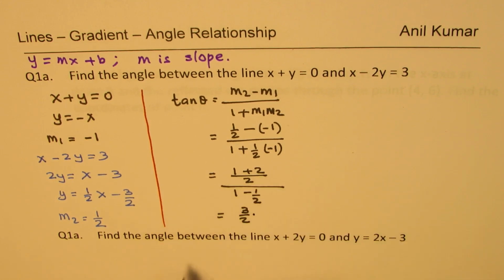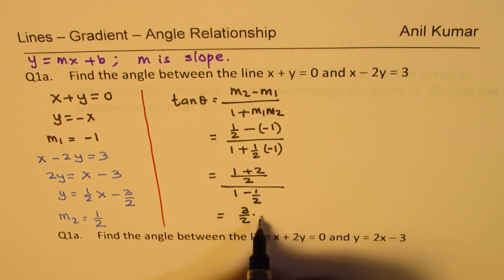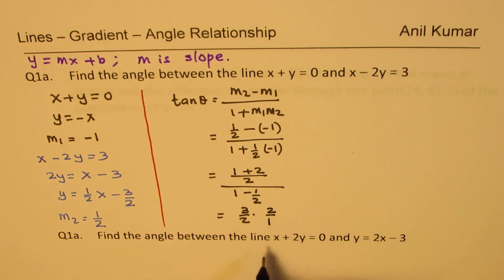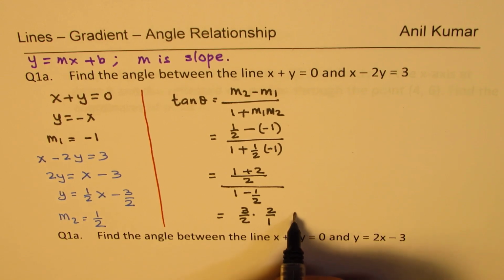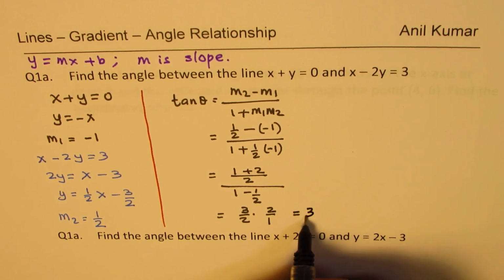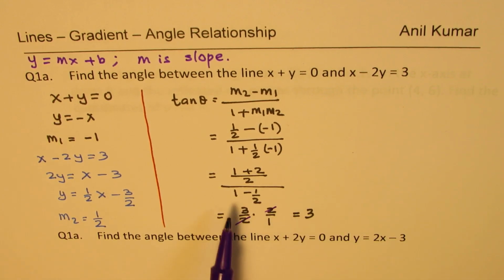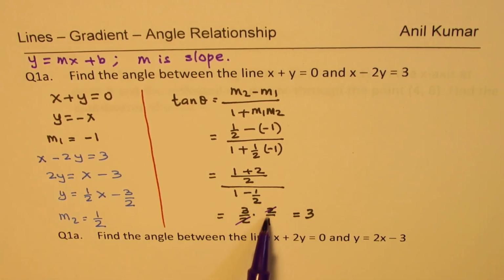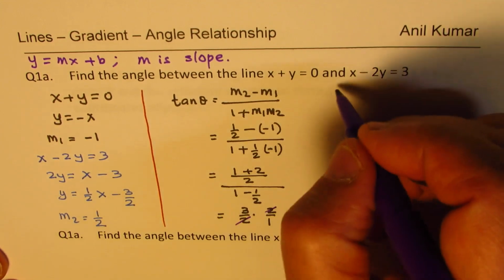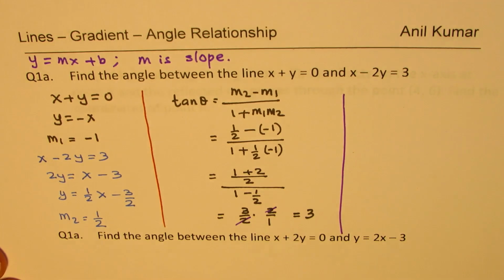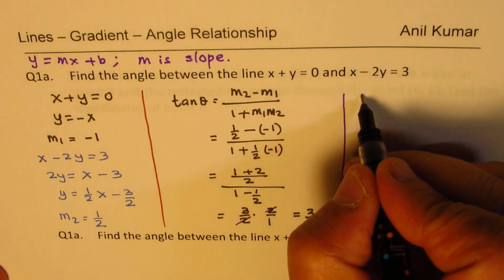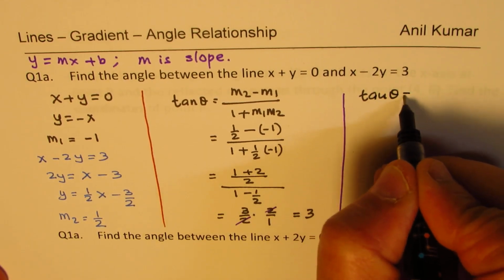So that is the numerator. And here, 2 minus 1, right? 2 minus 1 is 1. That is, 1 minus half is half. So times 2 over 1, correct? So that gives you the value as, 2 and 2 cancel, 3. Is that clear, right? So 1 minus half is half, which I could write as 2 over 1, right? So we get tan theta equals to 3.